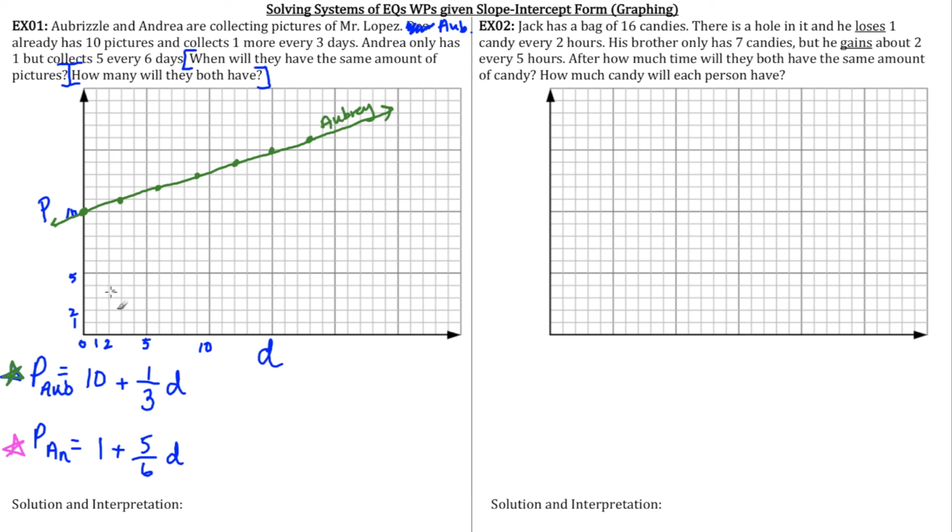Let's graph Andrea's pictures. So Andrea starts off with 1 picture, but her collection increases by 5, 1, 2, 3, 4, 5, every 6 days. Oh, it looks like it's going to intersect there. Well, it will intersect there. And this is Andrea.